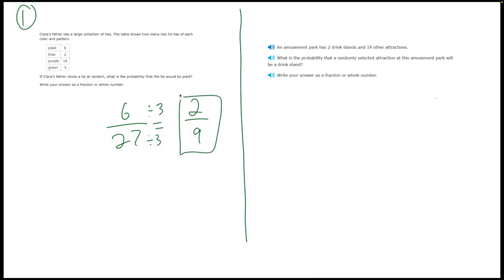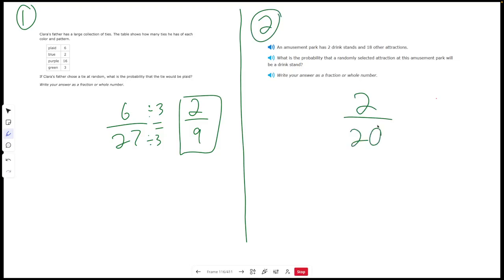For the second one, the probability that it's a drink stand, there are 2 drink stands out of the 20 total. Notice that you have to add the 18 and the 2 to get the total amount of attractions. And then again, this can be reduced. Divide by 2, and your final answer would be 1 out of 10. 1 out of 10 chances.